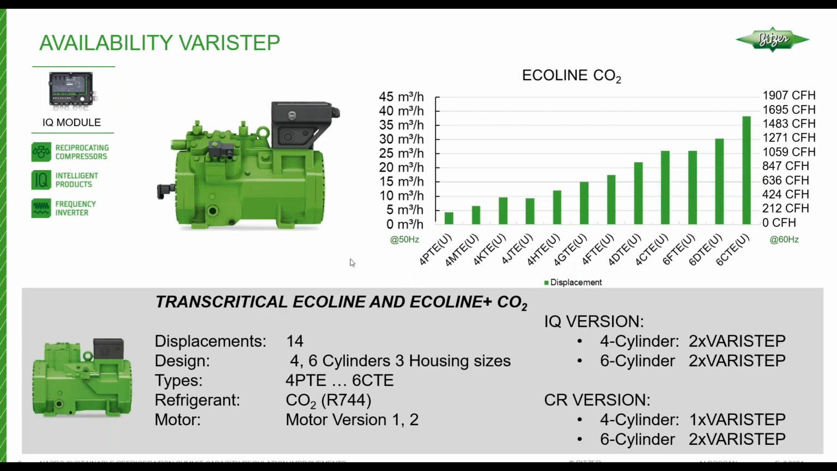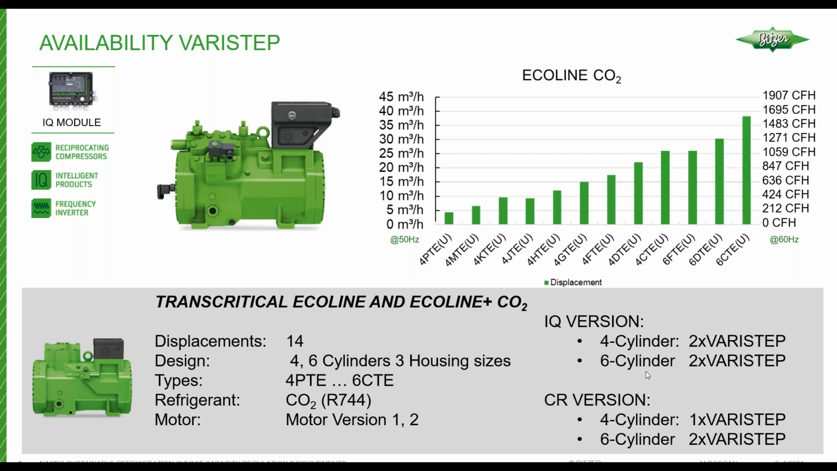The Veristep available for Ecoline CO2 compressors is for all 4 and 6 cylinder compressors. So the 4PTE to the 4KTE are the small 4-cylinder bodies. They can have 2 heads of unloading. The 4JTE to the 4CTE are also 4-cylinder, larger body compressors, and they as well can have 2 unloader heads on. And then the 6-cylinder compressors are our largest compressors.